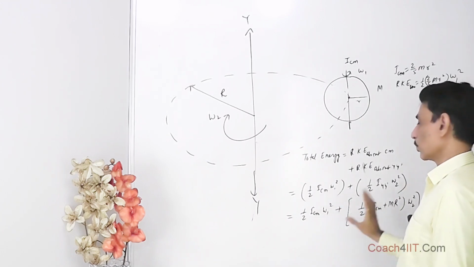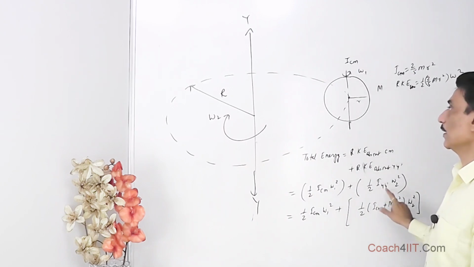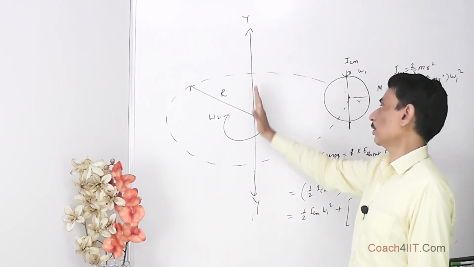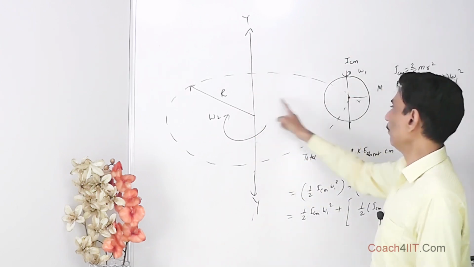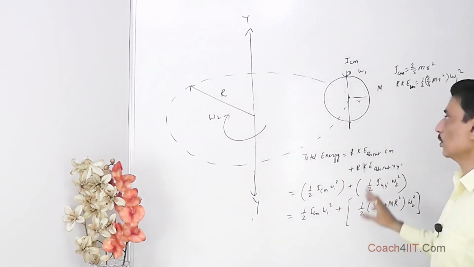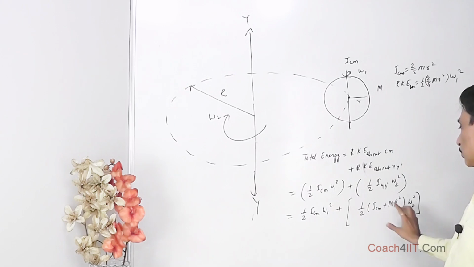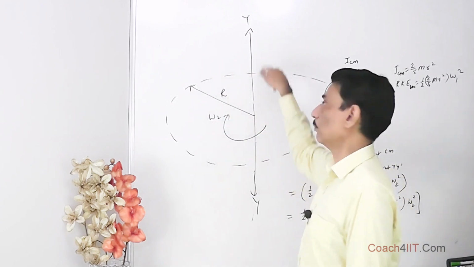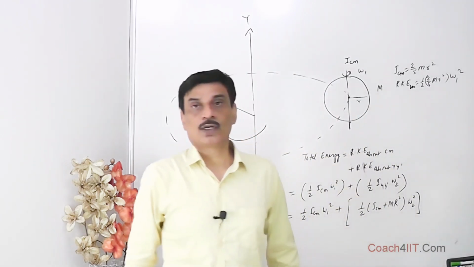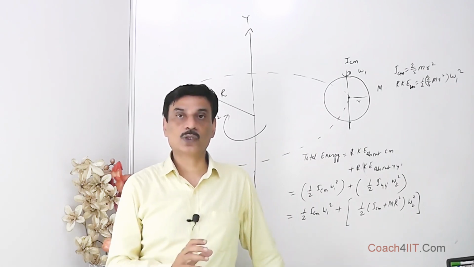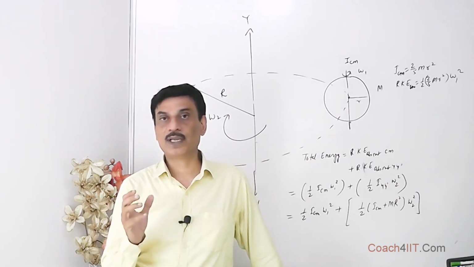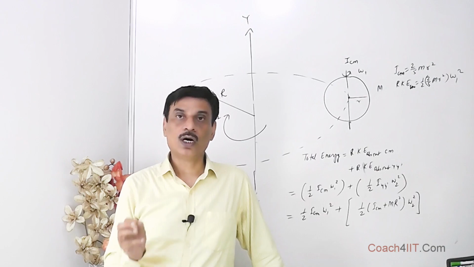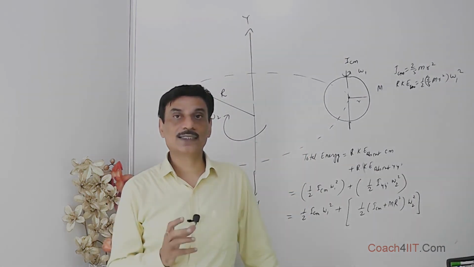So half ICM omega 1 square remains like this. Half IYY', that is the moment of inertia if we have to take about this axis, we can use the parallel axis theorem. What is the parallel axis theorem? The moment of inertia about this axis is equal to ICM plus m times this distance square. We have taken this as R. So this is going to be equal to half ICM plus mR² into omega 2 square. Omega 1 is about this axis, omega 2 is about the YY' axis. So this is going to be the total kinetic energy of this solid sphere which is revolving with angular velocity omega 1 about its own axis, and revolving with angular velocity omega 2 about this axis which has a radius, capital R.